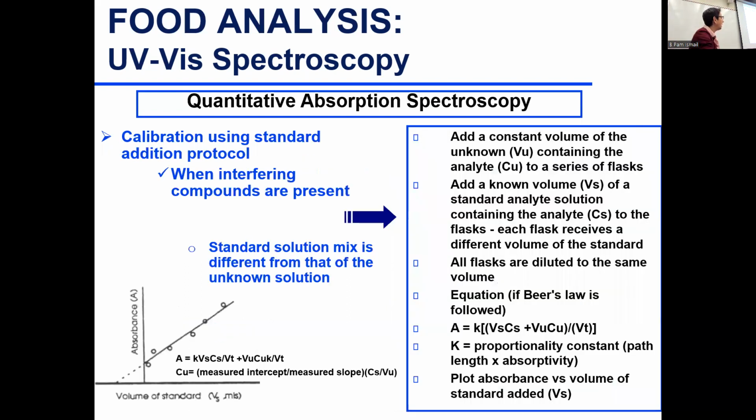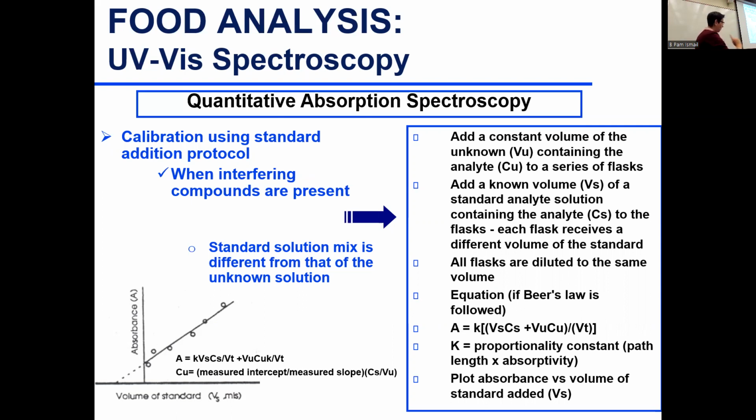All right, this is something that is a little bit confusing, but I'll try to explain it as simply as I can. Sometimes when you prepare your standards, you prepare them in water, in dilute acid solution, in buffer, whatever. But then sometimes your sample contains components that will interfere with the measurements, and your standards cannot account for that. So what we do, we calibrate using a standard addition protocol.